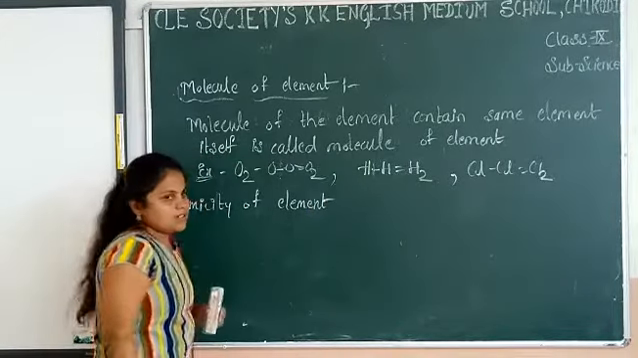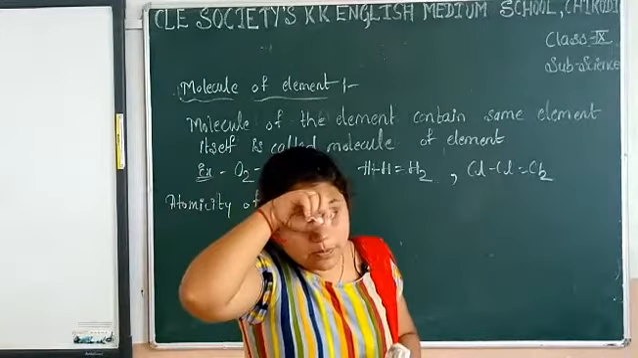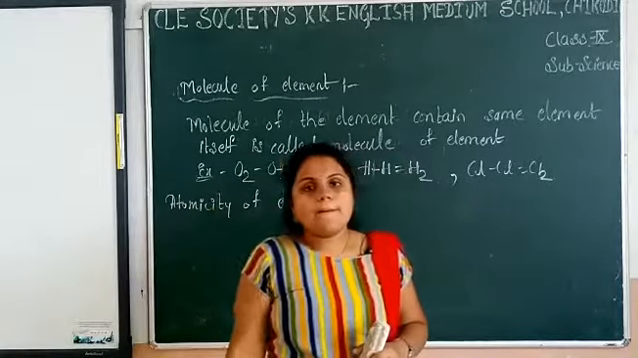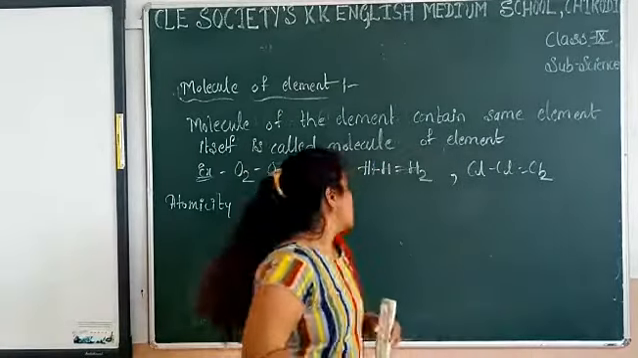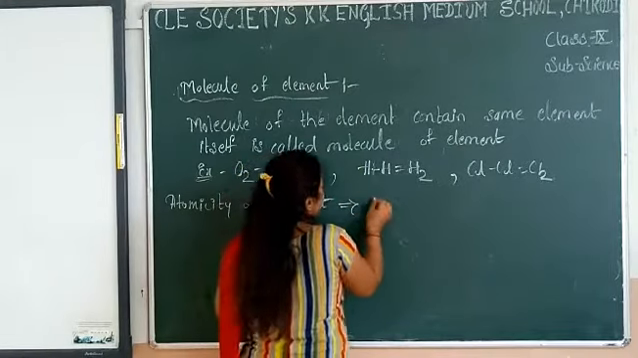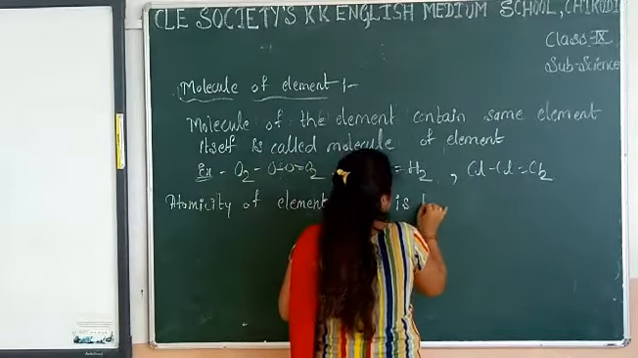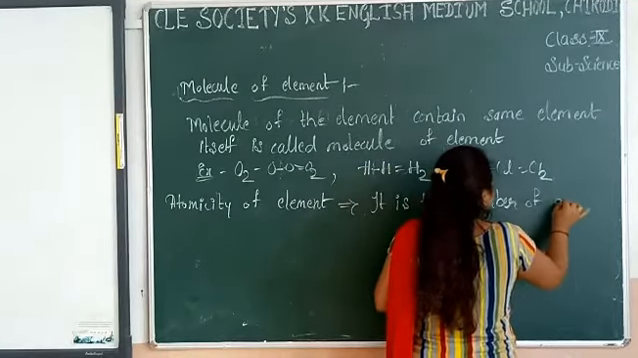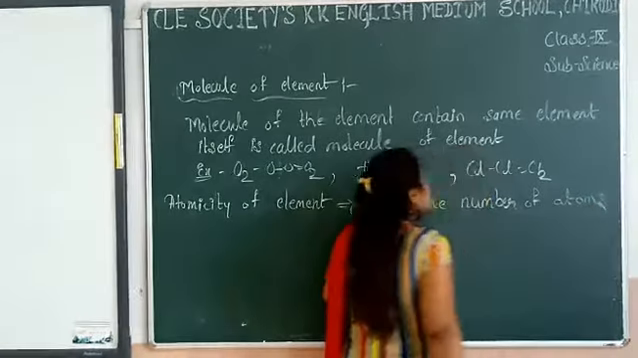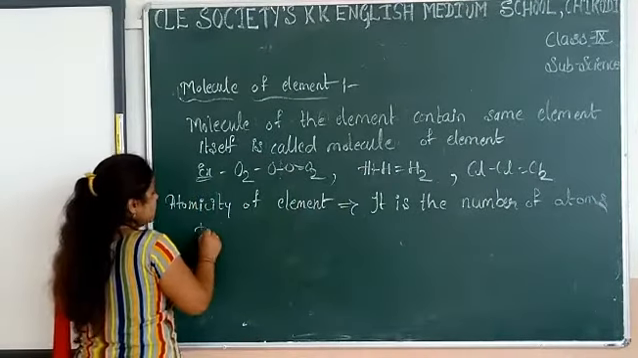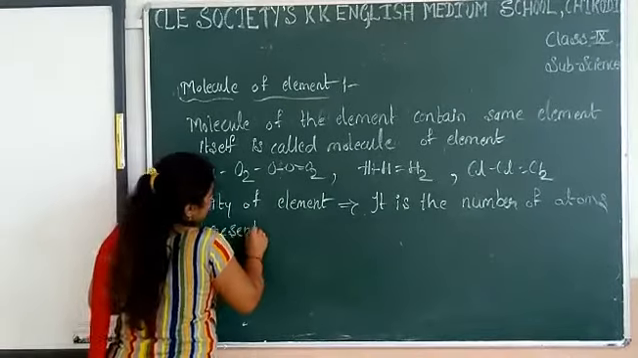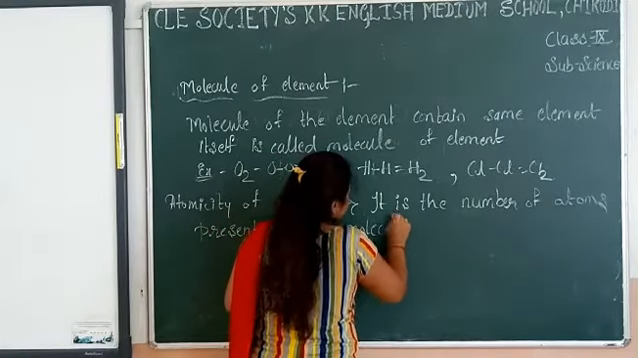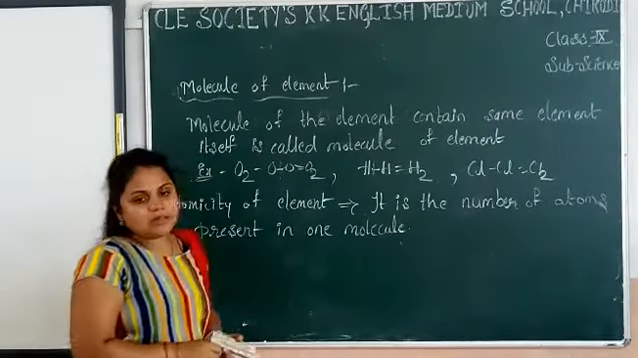Atomicity of elements. Here we are going to take some examples. First, what is atomicity? It is the number of atoms present in one molecule. So what is the atomicity of elements? It is the number of atoms present in one molecule.